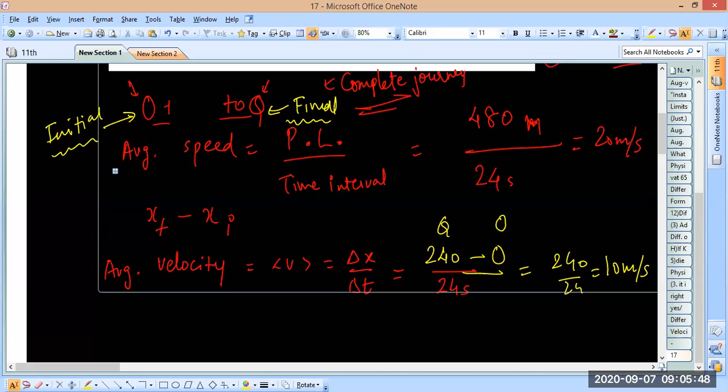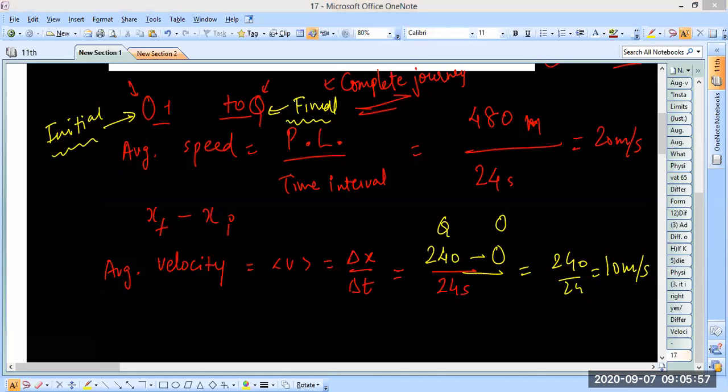So does the average speed depend on that? No, Raj, it does not depend on that. Both are independent, both are separate. Raj, I would request you to read those important points that we discussed in the class once. That will help you understand better. Plus 10 meter per second, or 10 meter per second.